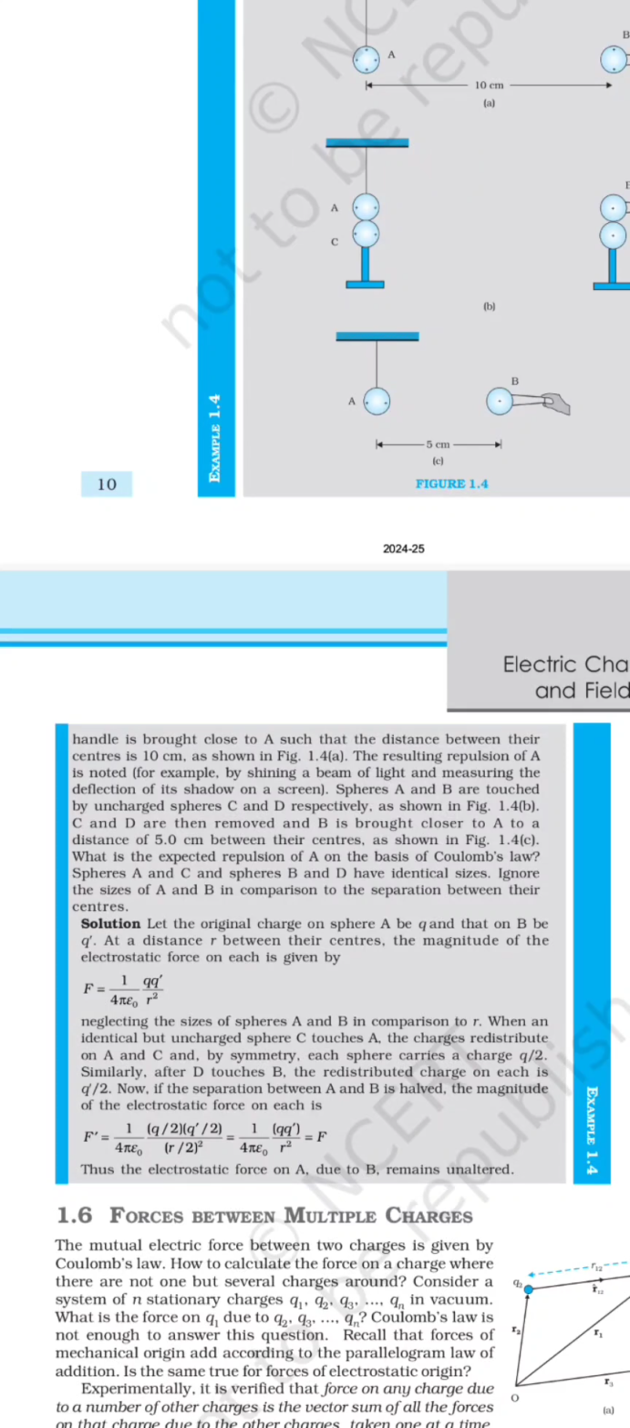Okay, so let's continue. That was example 1.4. When two spheres are touched, the charges get distributed, which will become q by 2. So q by 2 plus q by 2, which is 2q by 2, plus q by 2 by 2, so 3q by 2 into 2, which is around this much. So this is the magnitude of the particular charges. So your charges remain unaltered.